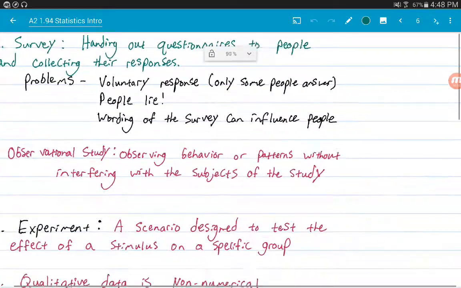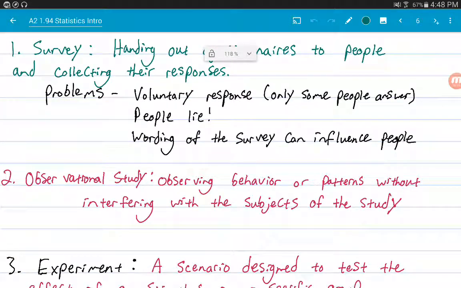So a survey is handing out questionnaires to people and collecting their responses. There are problems. Voluntary response, which is that only some people answer. If you don't feel strongly about it, you may not answer the survey at all. Other problems, people lie, so they might not be truthful to you on the survey that they hand back. And the wording of the survey can influence people. So you can phrase a question in a way that it makes people want to say no or say yes, or to change the number of their answer or whatever.